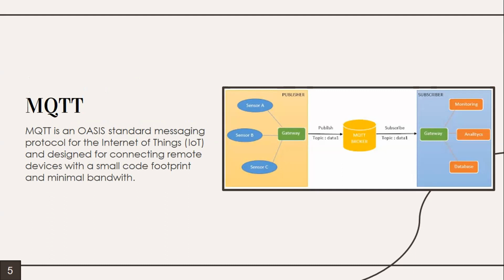MQTT, from OASIS, the Organization for the Advancement of Structured Information Standards, is a messaging protocol for the Internet of Things, or IoT. It is designed as an extremely lightweight publish/subscribe messaging transport that is ideal for connecting remote devices with a small code footprint and minimal network bandwidth. This is the illustration for the MQTT protocol.